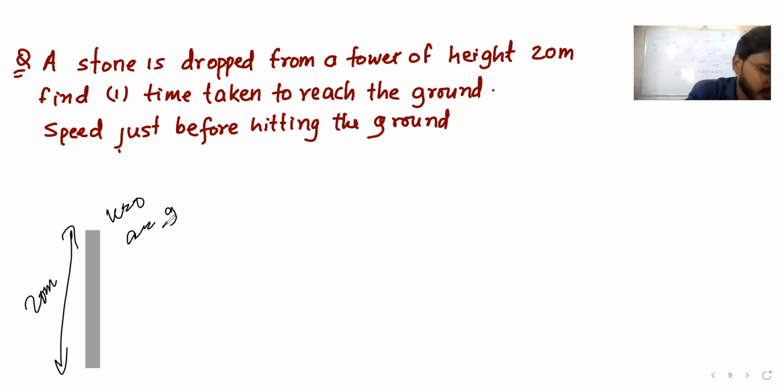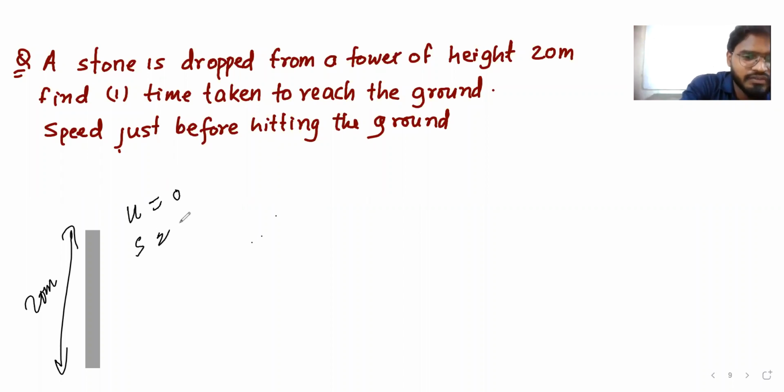We want to find first is what? S is given here. Now think from the reference height, this is the reference height, coming down, so S is negative. Let me write it again. U is 0. S is minus of 20.